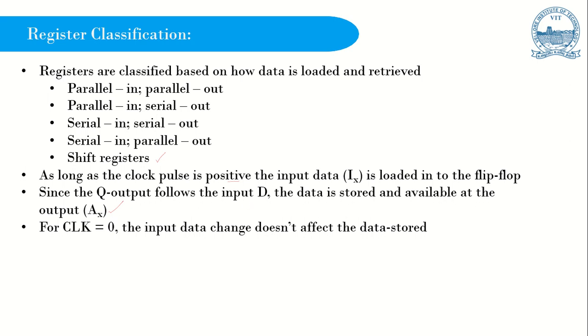The input will be loaded into the register when the clock is positive, that is, during the positive going edge of the clock pulse. Once the flip-flop senses the positive edge of the clock, the data available at the input of the flip-flop is transferred to the Q output, and the same data is retained in the flip-flop. If the clock is 0, meaning it is a negative edge or the clock event is not sensed, then the data stored will remain unchanged.